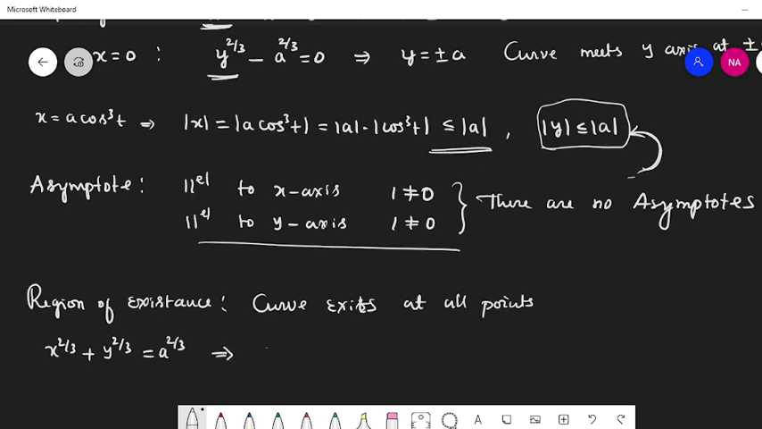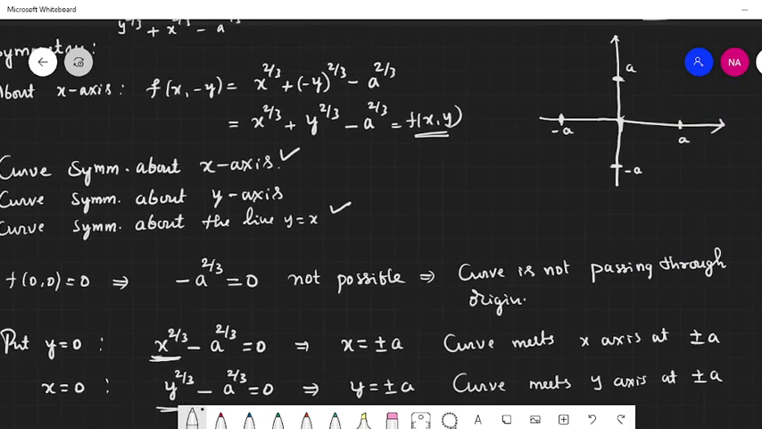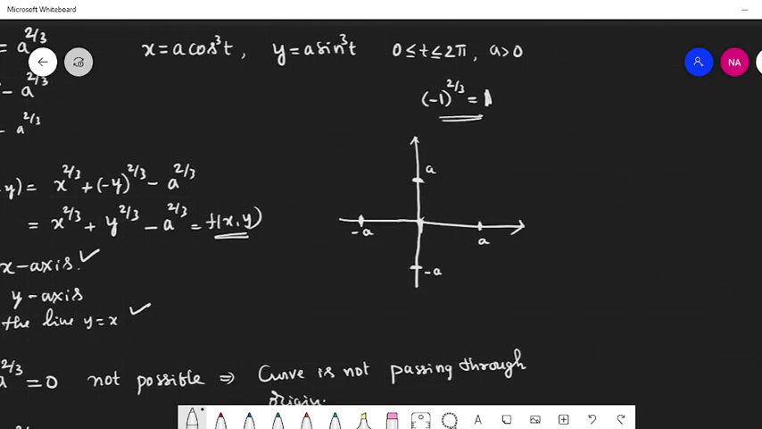If you differentiate this, y dash will be minus of x by y whole power 1 by 3. Actually, minus x power 1 by 3 by y power 1 by 3. So in the first quadrant, I'll get the derivative to be y dash equal to minus x power 1 by 3 by y power 1 by 3. In the first quadrant, x and y are both positive, so obviously y dash is negative, less than 0, in the first quadrant. So in the first quadrant the curve is decreasing.